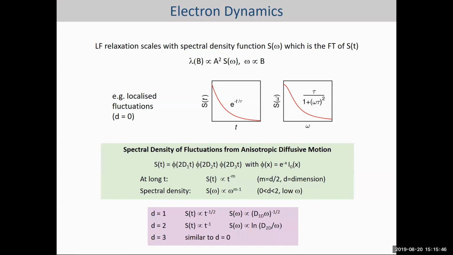Now, there's other possibilities then. So that's the case for one dimension. For 2 dimensions, it's a bit more complicated, but you end up with a sort of logarithmic, 1 over omega dependence. If you had 3-dimensional diffusion, it's hard. It's got a very similar behavior to just localized fluctuations. So the cases you can actually identify very easily are d equals 1 and d equals 2.